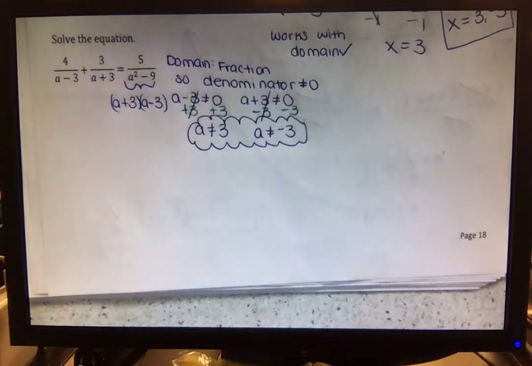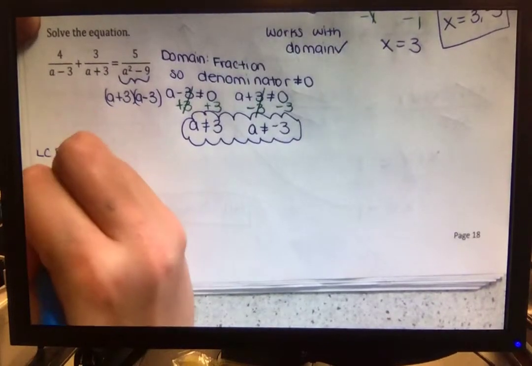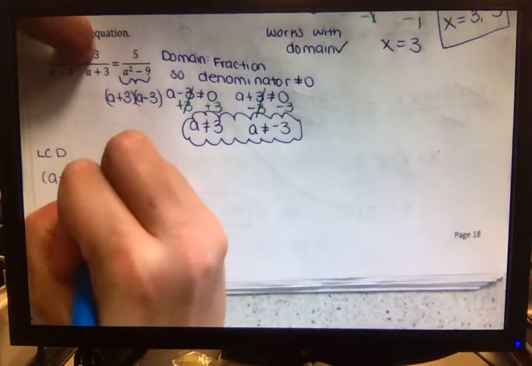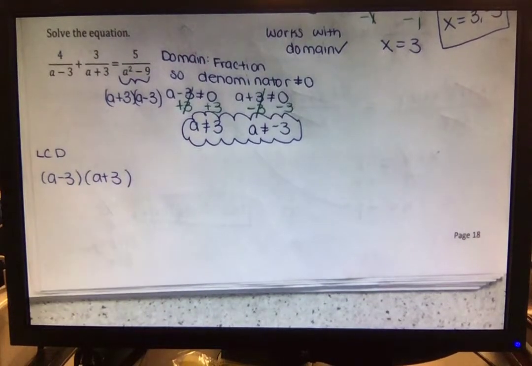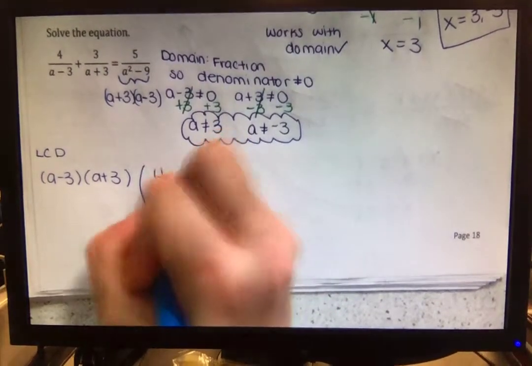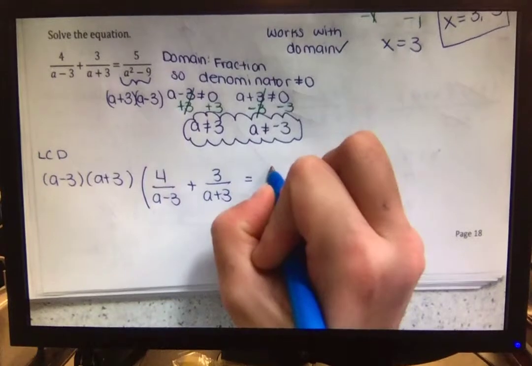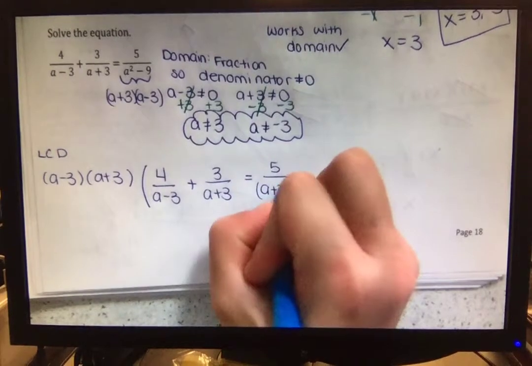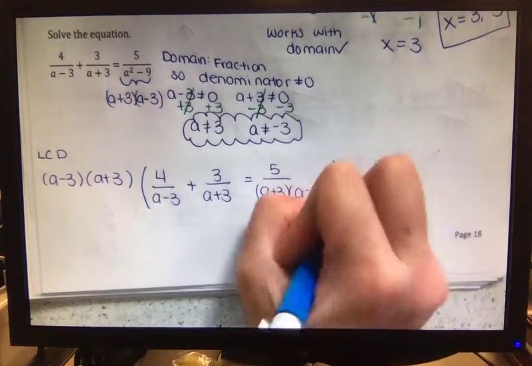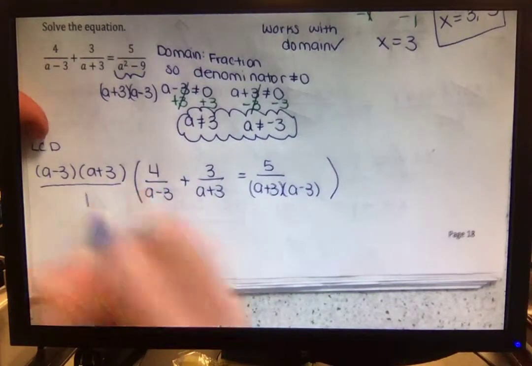So actually solving this thing, I'm going to multiply everything by our LCD. What should be our LCD? Good. A minus 3 has to be in there. A plus 3 has to be in there. A plus 3 is already here, so I'm not going to write it twice. A minus 3 is already there, so I'm not going to write it twice. So a minus 3 times a plus 3. We're going to multiply that by everything on both sides of our equation: 4 over a minus 3 plus 3 over a plus 3 equals 5 over a plus 3, a minus 3. Remember, we want to write it in factored form to see what factors can cancel. Our LCD is written over 1.